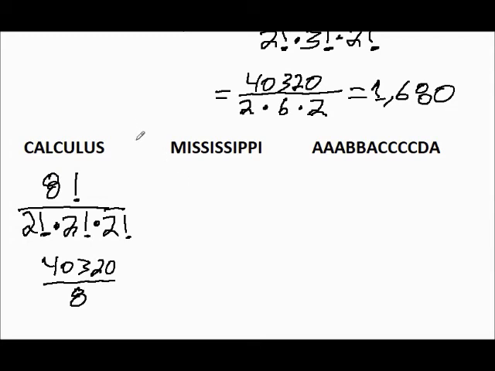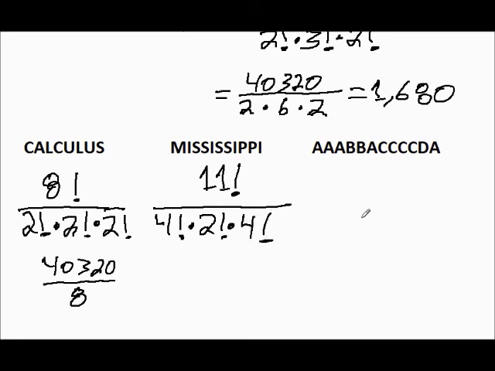Alright, so for MISSISSIPPI, we've got 1, 2, 3, 4, 5, 6, 7, 8, 9, 10, 11 letters, which means 11 factorial in the numerator. And for our denominator, we've got 1, 2, 3, 4 S's, so 4 factorial for the S's. We've got the 2 P's, so 2 factorial for the P's. And once again, these don't have to be in any specific order. You're multiplying anyway. And it looks like the 4 S's, the 2 P's, and the 4 I's.